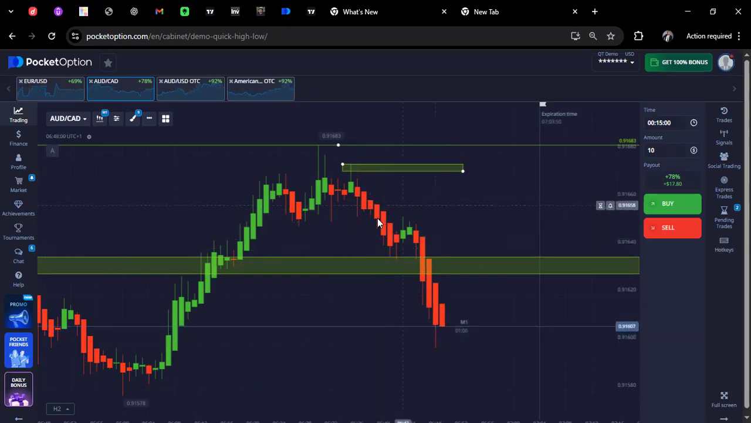You waited for another pullback. This is a doji, a strong sell. You enter three candles deep, one, two, three. You need that confirmation because that's your key. I've traded Heikin Ashi for like the longest time.